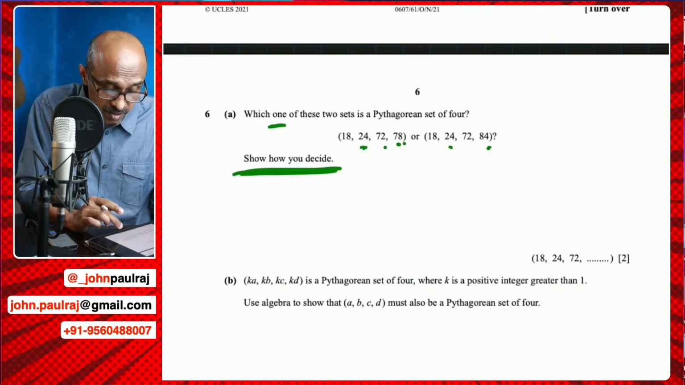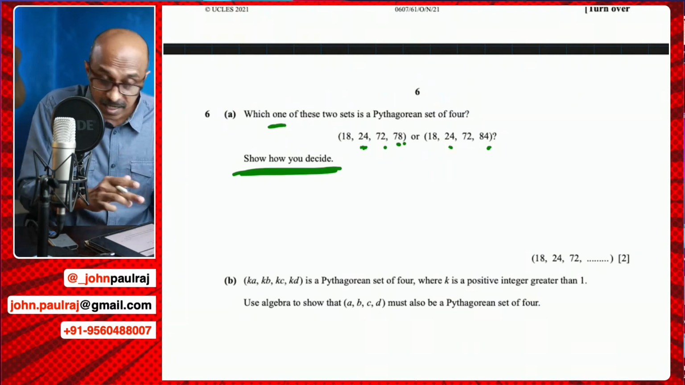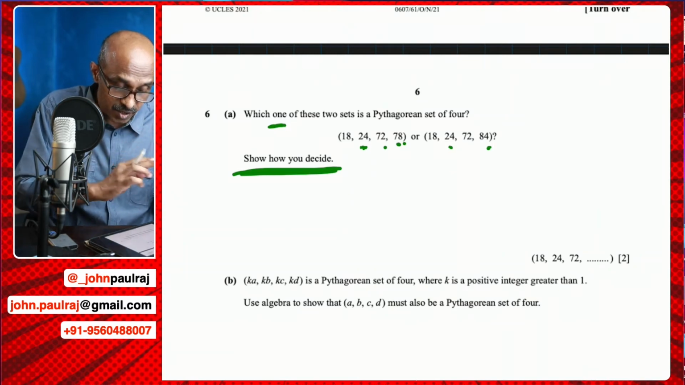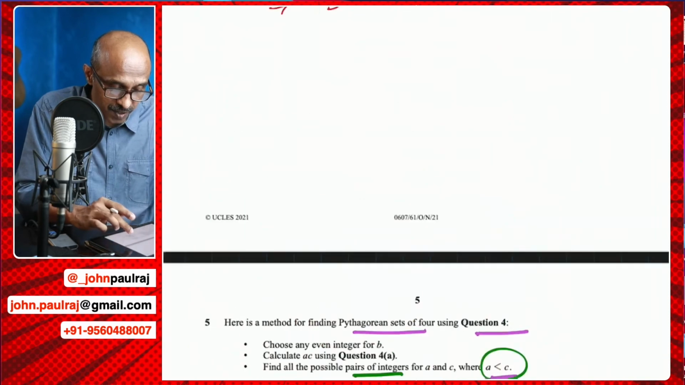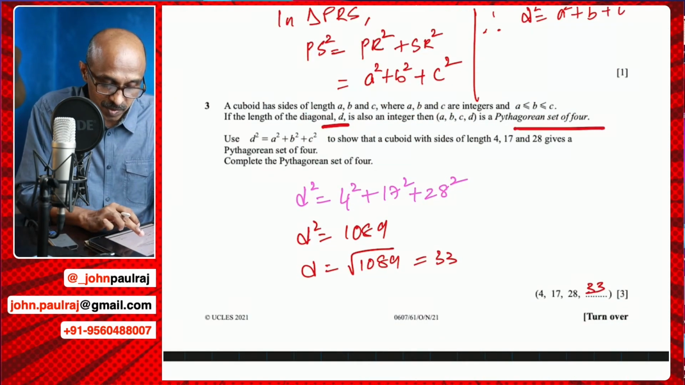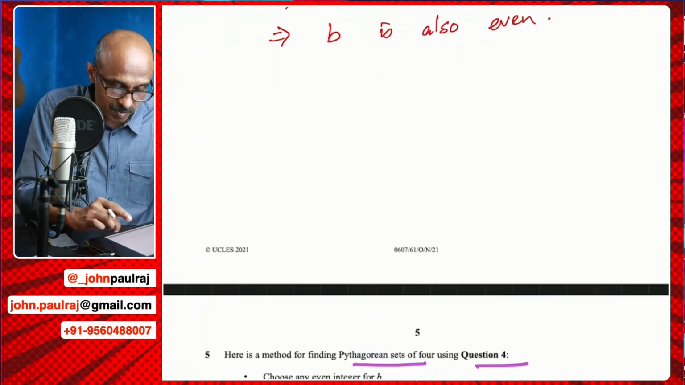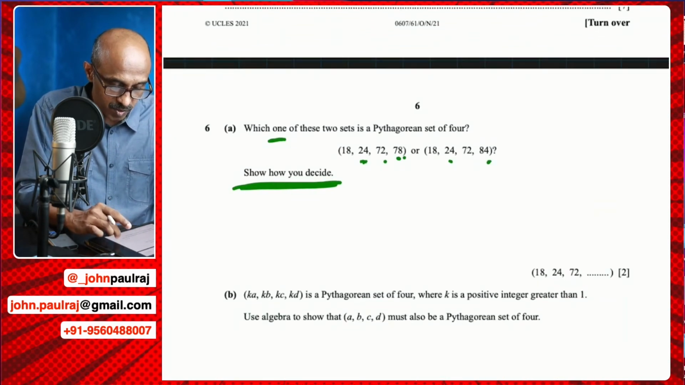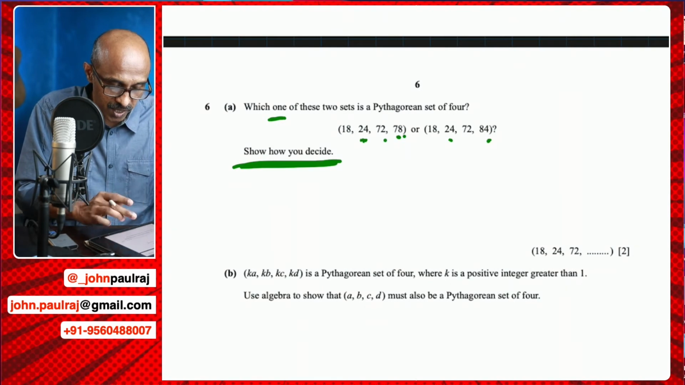But what can be used for 6 is the fact that, remember, these are integer lengths of a cuboid and integer diagonals. So we can use the original idea that D square is equal to A square plus B square plus C square. D square must be equal to A square plus B square plus C square. So let's check that. D square, 78 square.